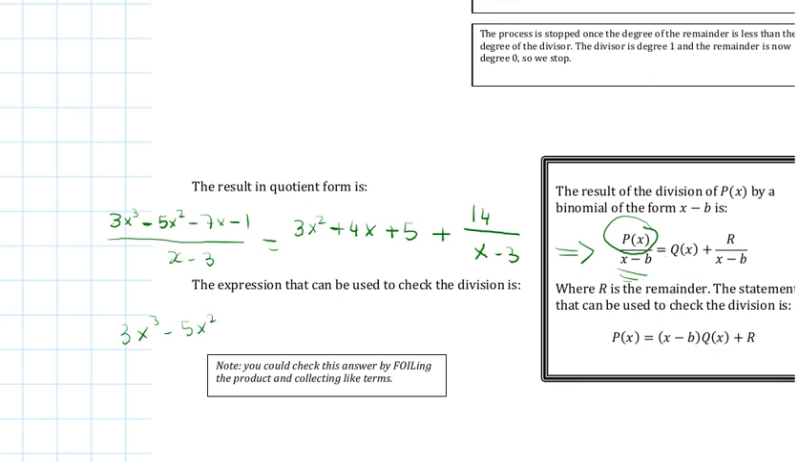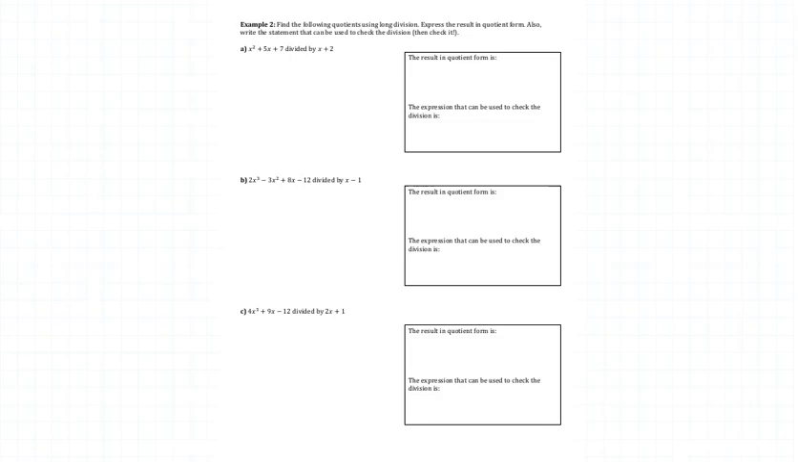The expression that can be used to check the division: if you want to double check, you can write your polynomial, which is 3x cubed minus 5x squared minus 7x minus 1. And then you can write your divisor times your quotient, so that's x minus 3 times 3x squared plus 4x plus 5. And then you're going to add your remainder. And then you can do FOIL to see if that's actually the correct answer. And then this is the general form for this.